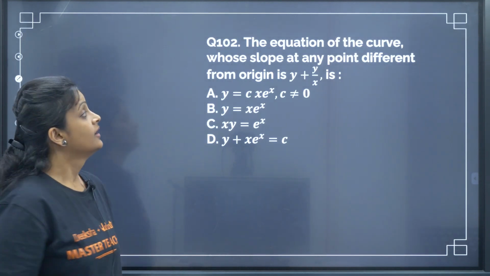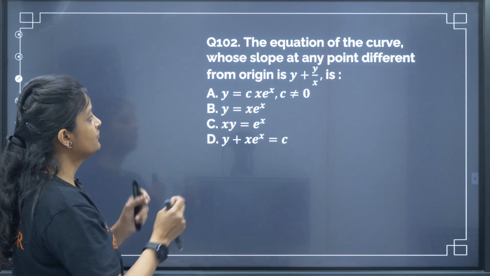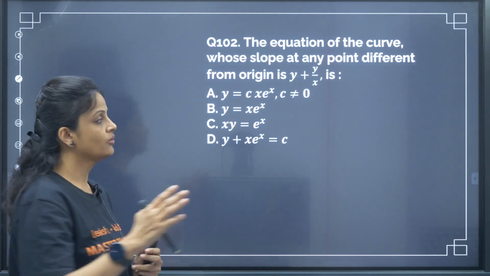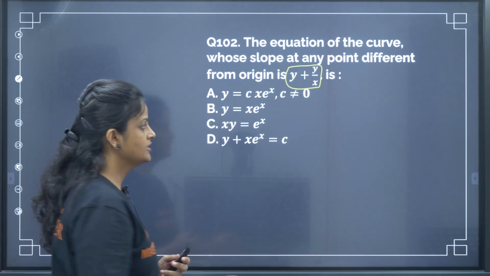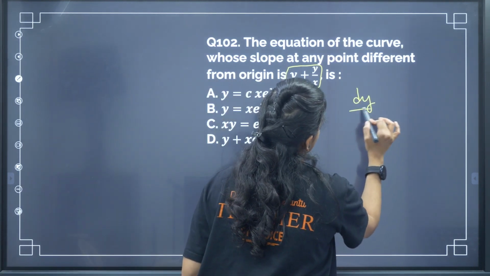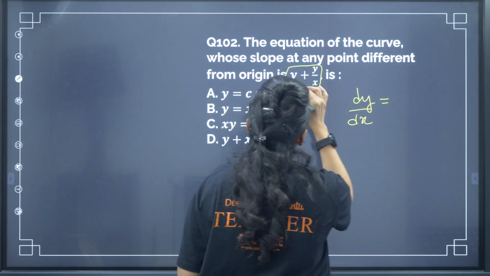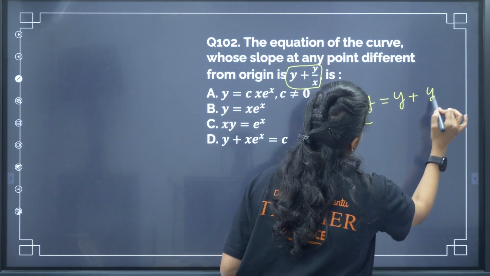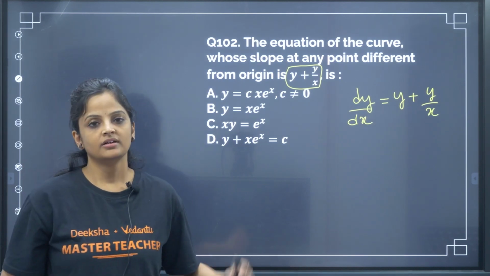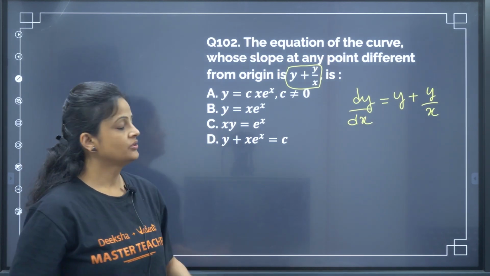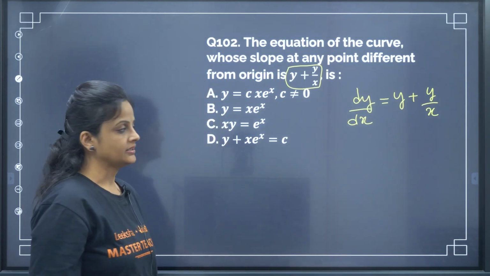102. The equation of the curve whose slope at any point different from the origin is given as y plus y by x. The slope means dy by dx. The slope of the curve at any different point, they have given as y plus y by x. Okay, you need to get the function, you need to get the curve. So again you have to do the same thing, you integrate.